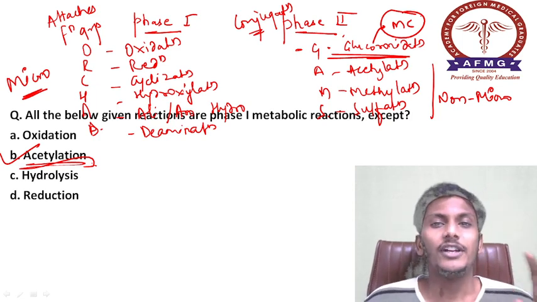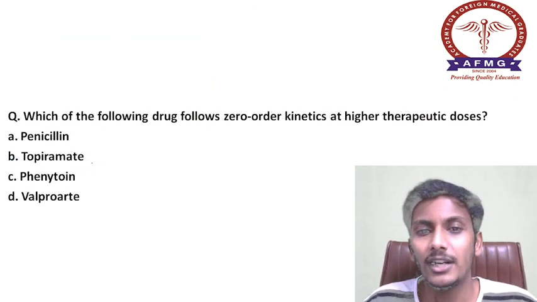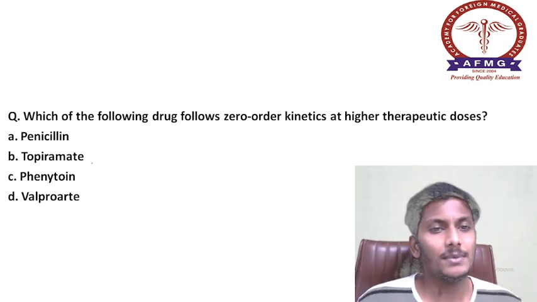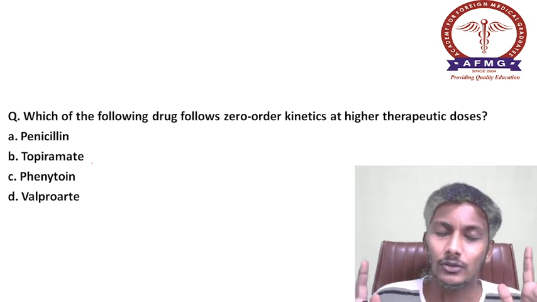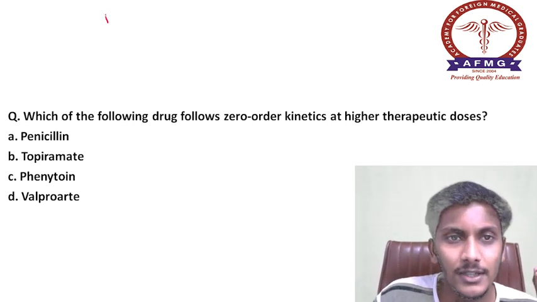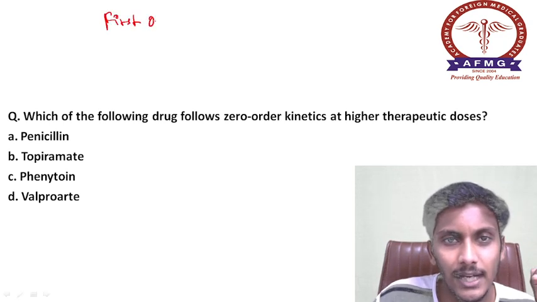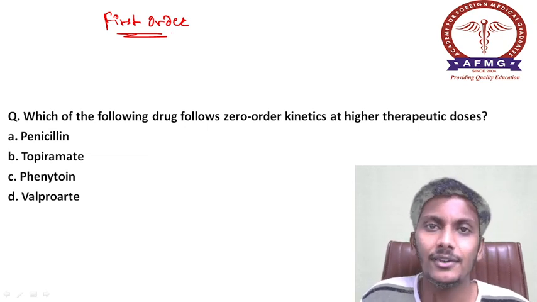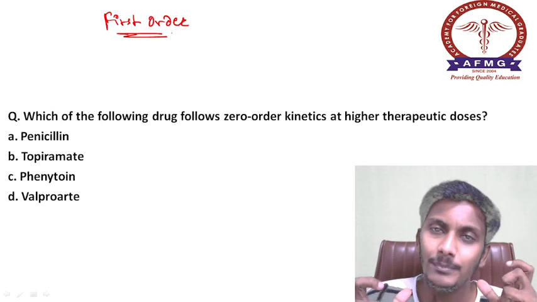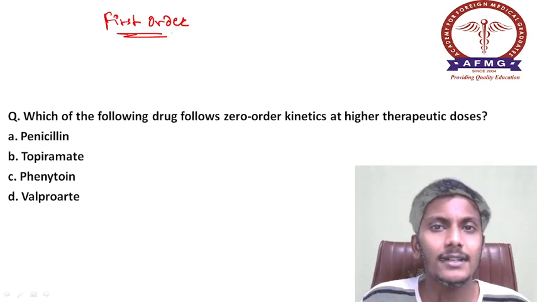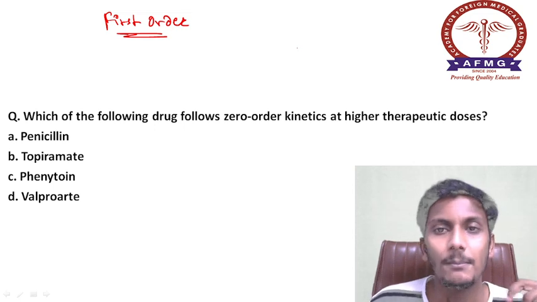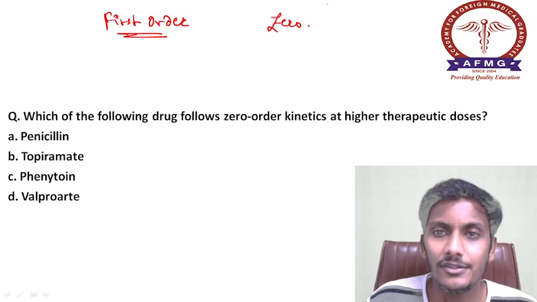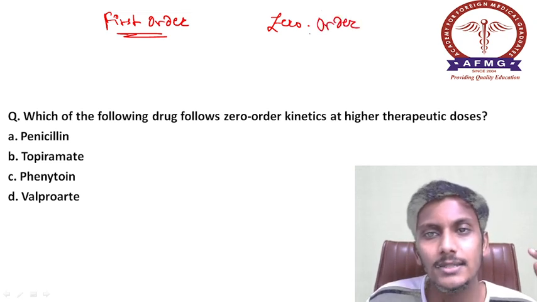Okay, moving further. Which of the following drugs follows zero order kinetics at higher therapeutic doses? So please remember, there are two types of kinetics that a drug follows. Either it is first order kinetics or zero order kinetics. First order kinetics is always followed when the enzymes metabolizing the drug are higher in number. If the concentration of that enzyme is very high, then the drugs usually follow first order kinetics. But if the concentration of that metabolizing enzyme is less, then the drug would follow zero order kinetics.